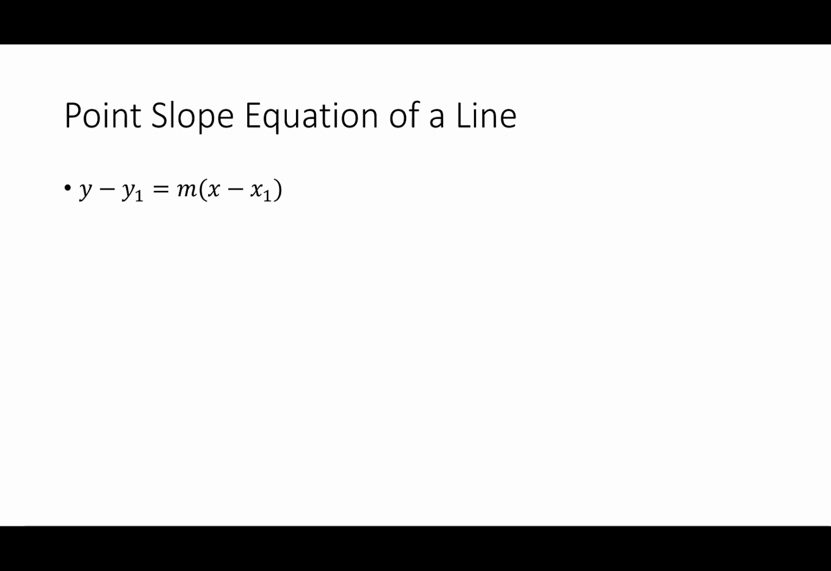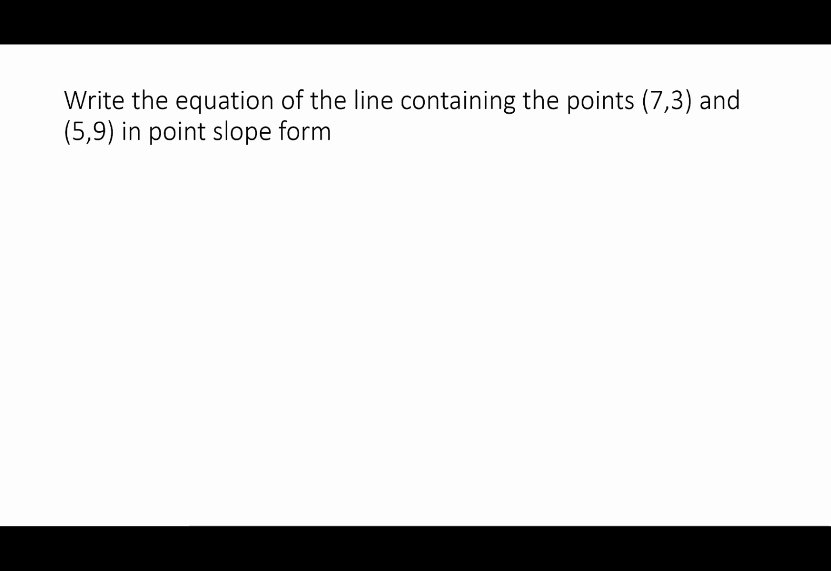So we have y minus y1 is equal to m times x minus x1. So the x1, y1 is a point, m is the slope, and then we put it all together. So let's try that. We're going to write the equation of a line containing the points 7, 3, and 5, 9. Let me start by writing our equation again. So notice we need the slope, so let's start there.